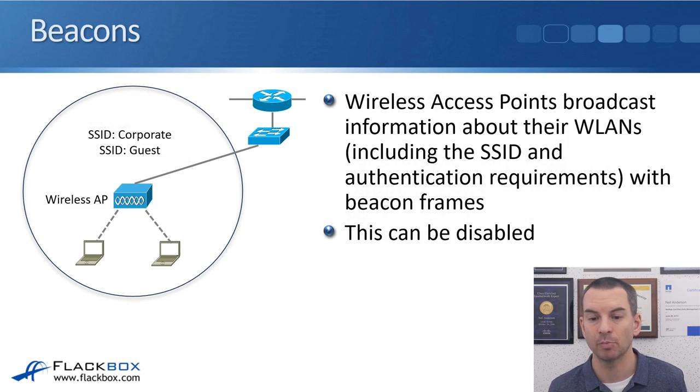Beacons: wireless access points broadcast information about their WLANs, including the SSID and authentication requirements, with beacon frames. This can be disabled, which can give you a little bit of extra security because people cannot then easily see the SSID. However, it is trivially easy to sniff this information from other traffic in the wireless area and find out that information.